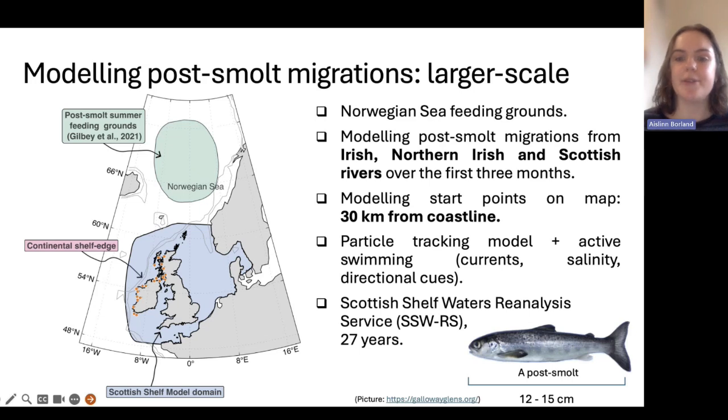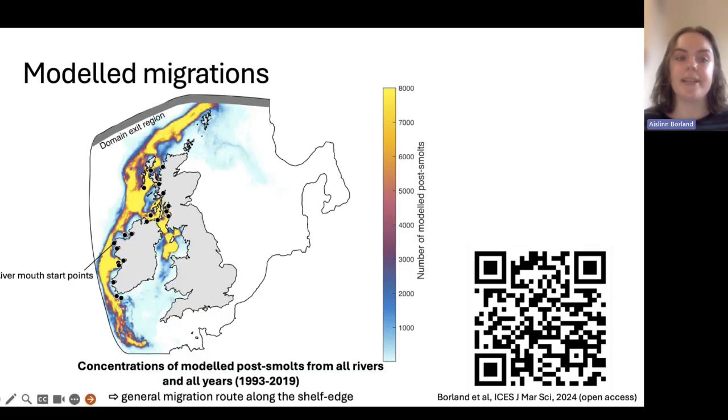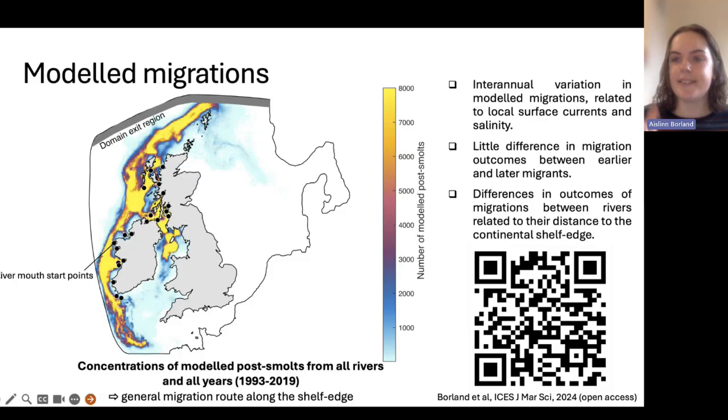But for this part, we use a classical tracking model coupled with an active swimming model, where movement of fish is based on ocean currents, salinity, and directional or magnetic cues. And this is forced by the SSWRS, 27-year reanalysis of the area in blue on the map. So the results of the model look something like this. This is the density of all of the modelled post-smolts from all rivers and all years. And I won't go into too much detail here. You can scan the QR code to go to our paper if you want to find out more.